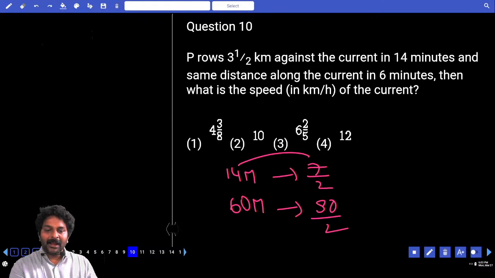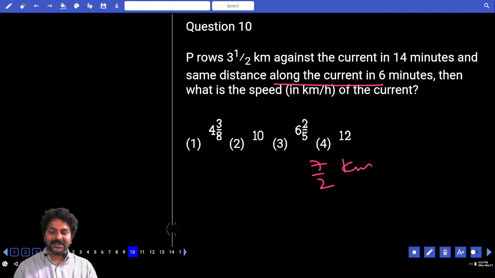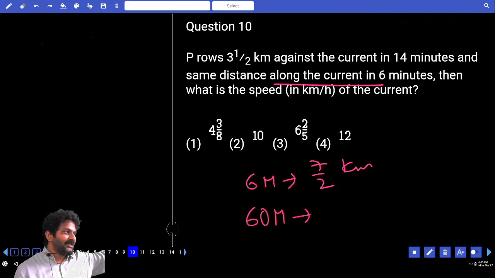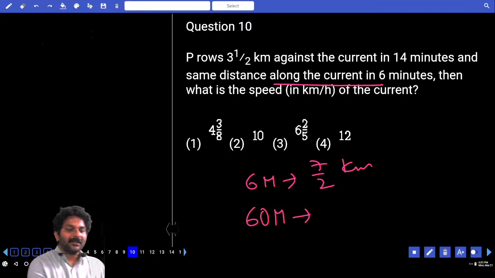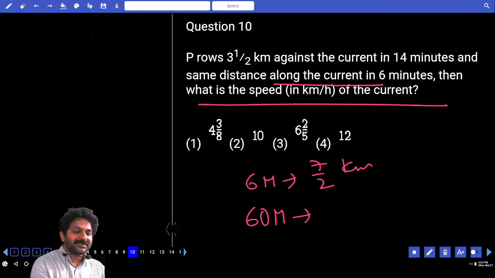నెక్స్ట్ అండ్ సేమ్ డిస్టెన్స్ అంటే 7/2 kilometers అలాంగ్ విత్ ద కరెంట్ ఇన్ హౌ మచ్ టైం? 6 minutes. మరి డౌన్ స్ట్రీమ్ స్పీడ్ రావాలి అని అంటే 60 minutes కన్వర్ట్ చేయటమనే కదా. 6 minutes 60 అవ్వాలంటే దేంతో మల్టిప్లై చేయాలి? 10. రైట్ సైడ్ అదే మల్టిప్లై చేద్దాం. 7/2 into 10, 35. డౌన్ స్ట్రీమ్ స్పీడ్ m plus s. What is the speed of the current? How do you get s value when you have upstream and downstream? Difference by 2, which is 20/2, answer 10.